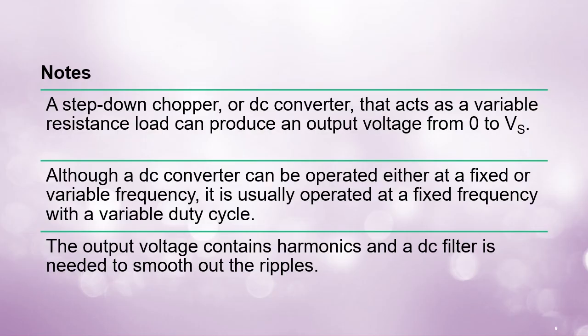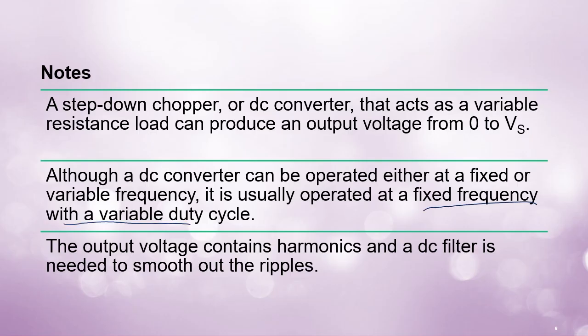So here we can see that the step-down chopper, or DC converter, acts as a variable resistor load, and it can produce a voltage in the range from 0 to Vs. Also, the DC converter works at a fixed frequency, but in some applications we can use variable frequency. In our case, it's easier for us to fix the frequency and change the duty cycle.